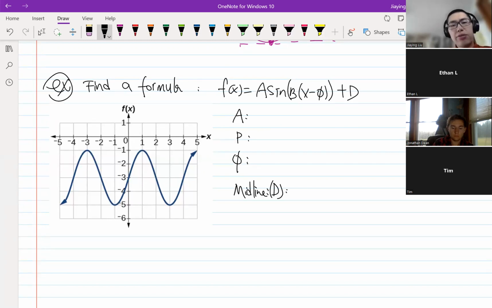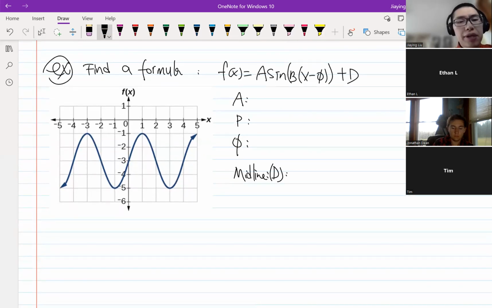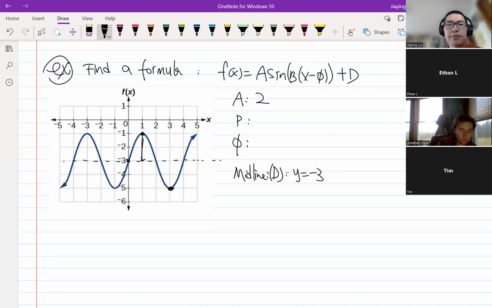All right, so first thing I do is find the midline. I know the maximum is at -1. The minimum is at -5. The midline is a line right through the middle of the minimum and maximum. So that's going to be at -3. So the midline is y equals -3. That's the d value. And from the midline to the maximum or to the minimum, that's the amplitude. So -1 to -3, that's 2 units.